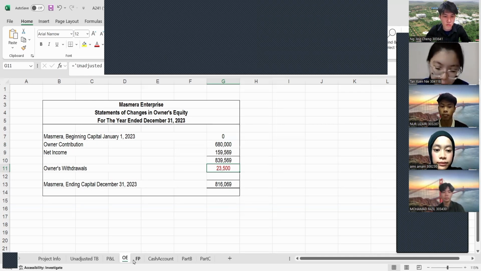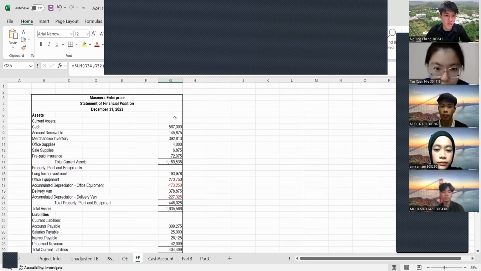All right, now let's take a look at the statement of financial position. Can both of you give us the view of financial position for better understanding?